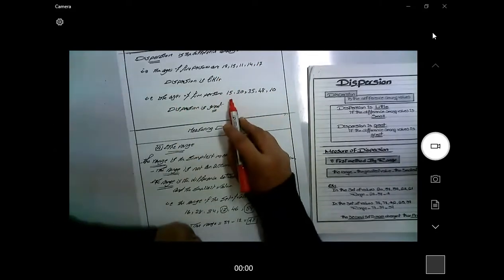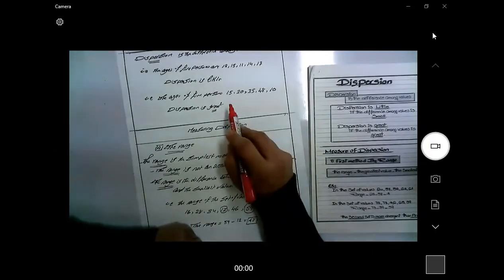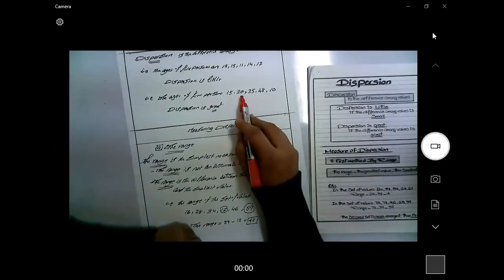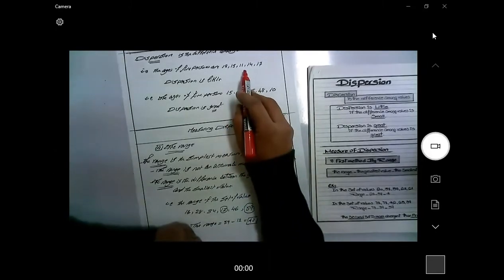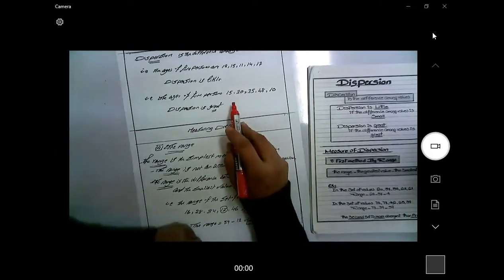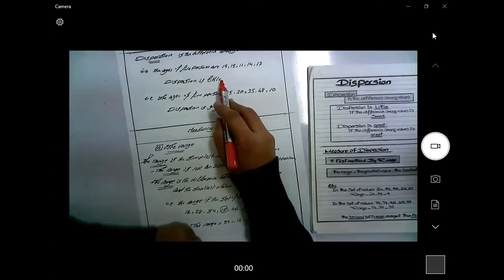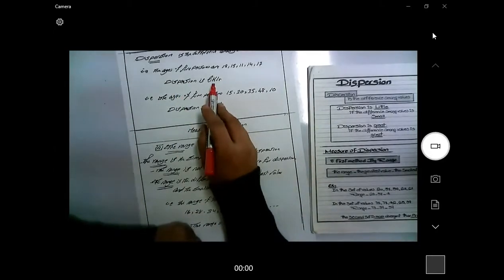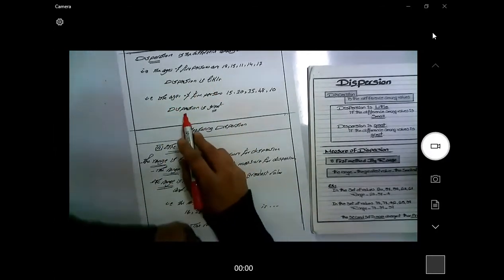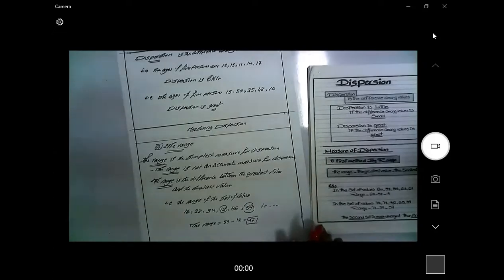But if we have the values 15, 20, 35, 48, and 10, the difference among these values is greater than the difference among the values 12, 15, 11, 14, 17. This means that dispersion in this case is greater than dispersion in the first case. So in the first case, we can say that dispersion is little, but in the second case, we can say that dispersion is great.